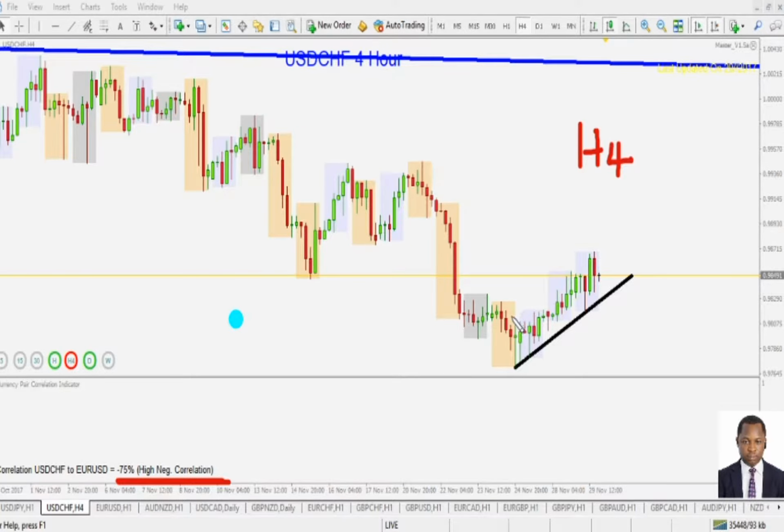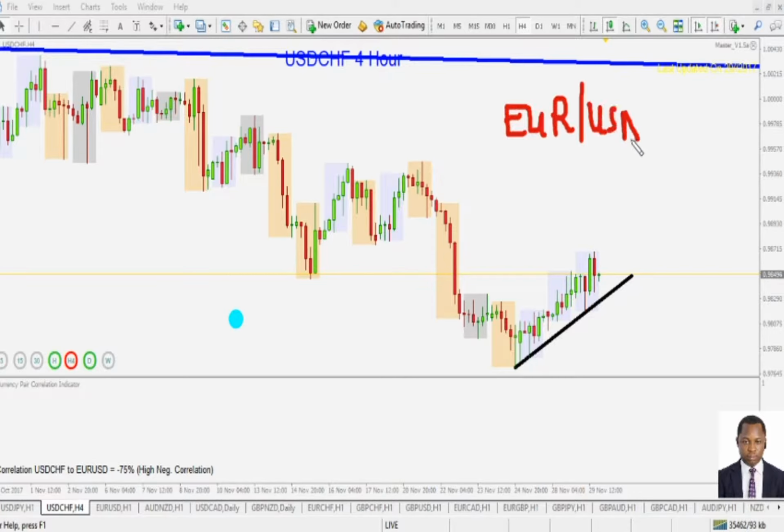That means they tend to mirror themselves almost exactly, minus 75% in the 4 hours time frame, more than in the 1 hour time frame. So they are the same thing. If we are taking the trades, we are only going to concentrate on one of them. You are going to take either the euro against the American dollar or the American dollar against the Swiss franc. If they play out, you are only going to take one of them. You won't trade both of them.